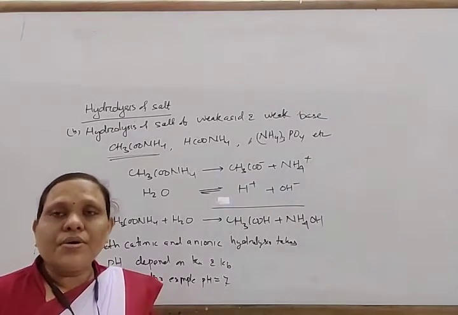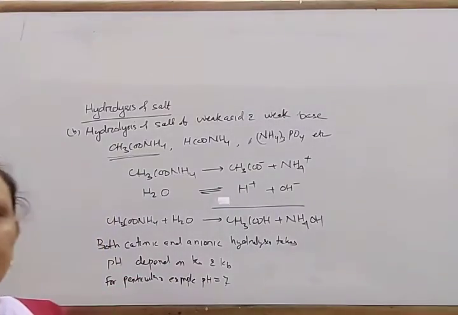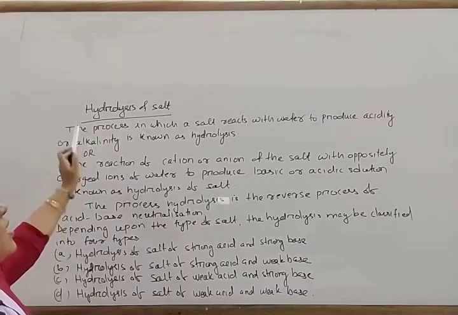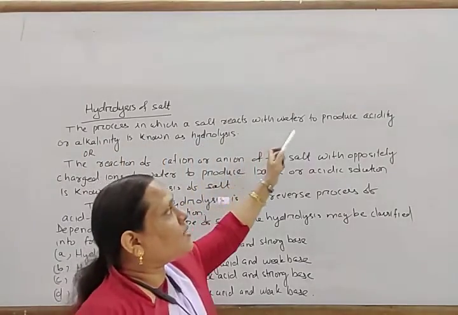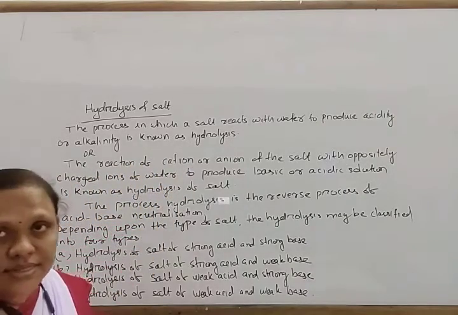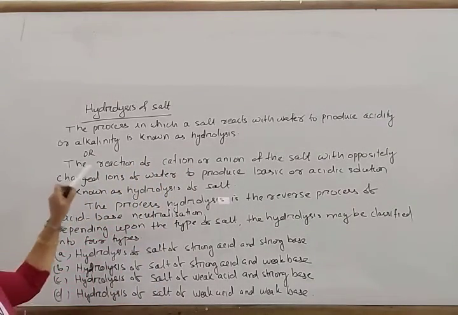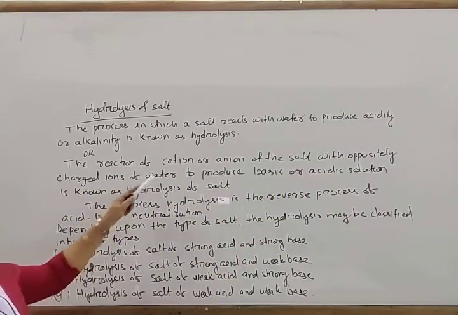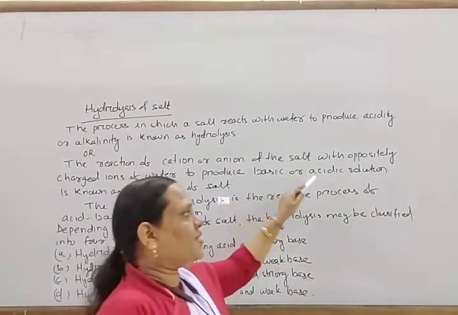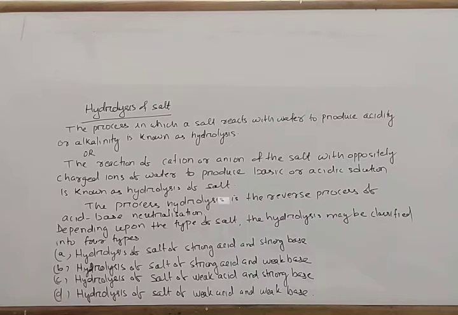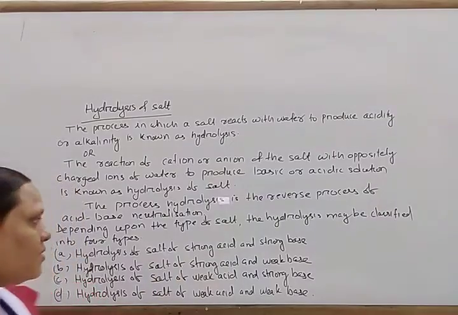Okay, so now note down these points. Hydrolysis of salt: the process in which a salt reacts with water to produce acidity or alkalinity is known as hydrolysis, or the reaction of the cation or anion of the salt with oppositely charged ions of water to produce a basic or acidic solution is known as hydrolysis of salt. The process of hydrolysis is the reverse process of acid-base neutralization reaction.